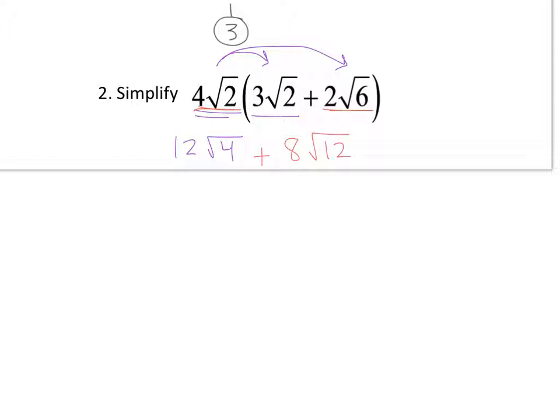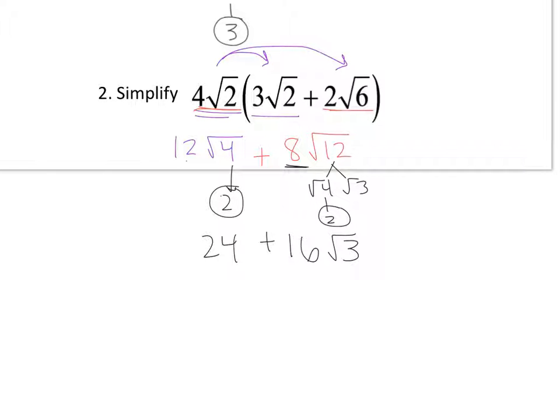And now let's simplify because we can do some simplifying here. Square root of 4 is 2, so out comes a 2. There's nothing left underneath. So 12 times 2 is 24. Plus, let's break down 12 into square root of 4, square root of 3. Out comes a 2. But I already have an 8 out in front. So that turns into 16 square roots of 3. And now I look and see if I have any like radicands, but I do not have any like radicands or anything that I can simplify anymore. So that is my final answer.